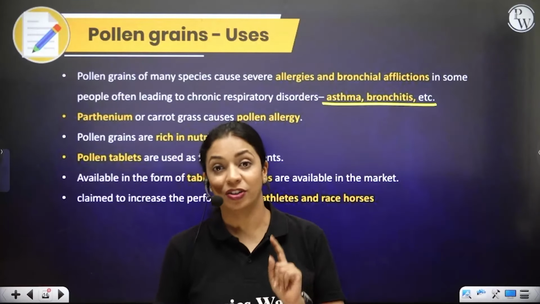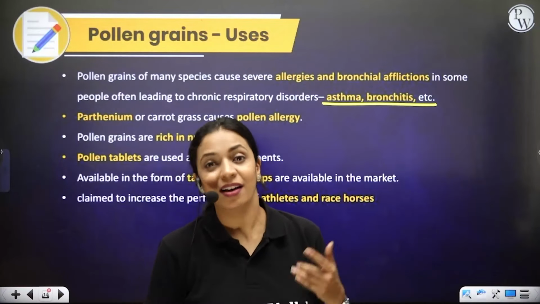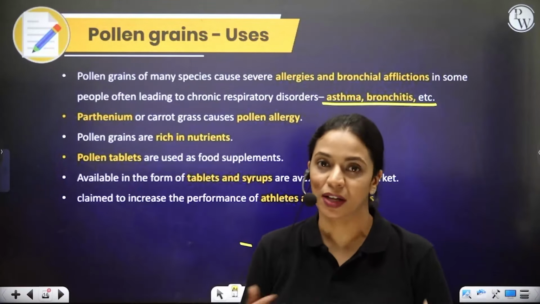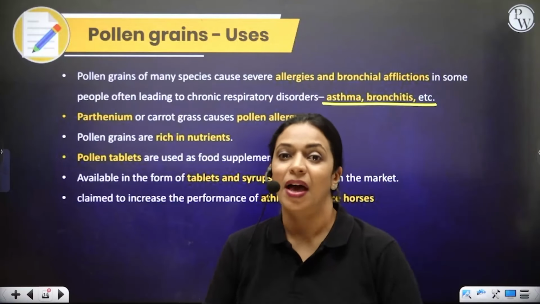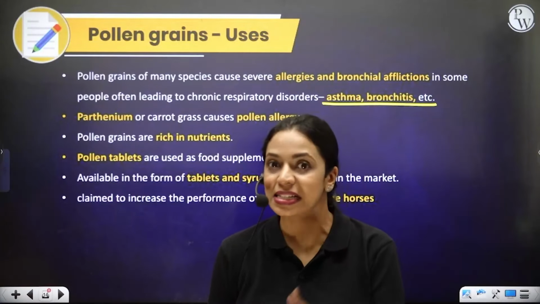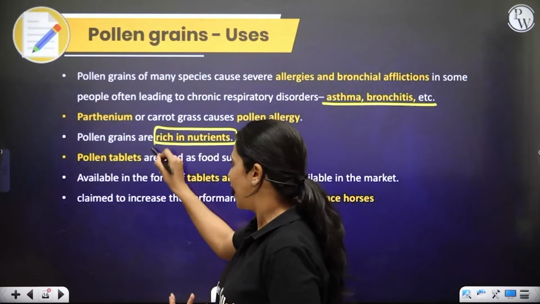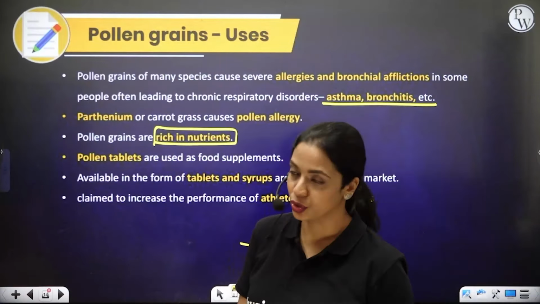You may have heard about this Parthenium plant, right? This Parthenium plant came to India when we were importing wheat from other countries. So this came as a pollutant, and the pollen grain of Parthenium is known to cause allergies in a lot of people. Pollen grains are also rich in nutrients.